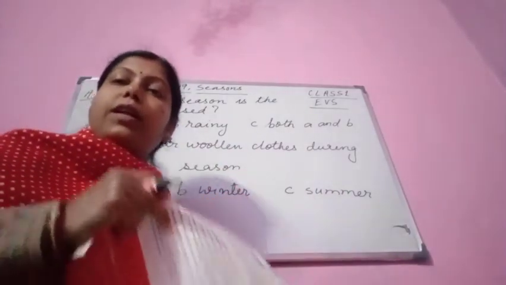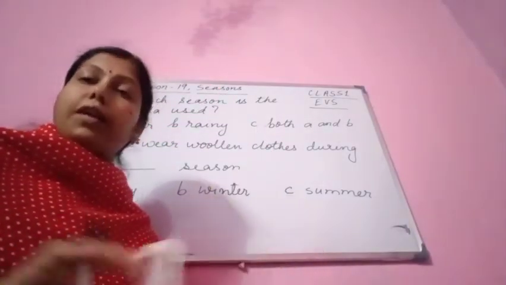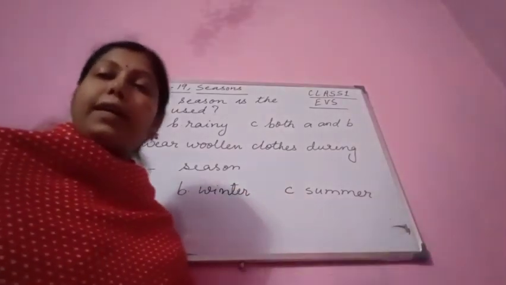So in class 1 EVS, we are going to do lesson 19's exercises. Okay, this is lesson 19, Seasons. We are going to do the exercises of this lesson. We have already completed this lesson. So you see here, encircle the right option.